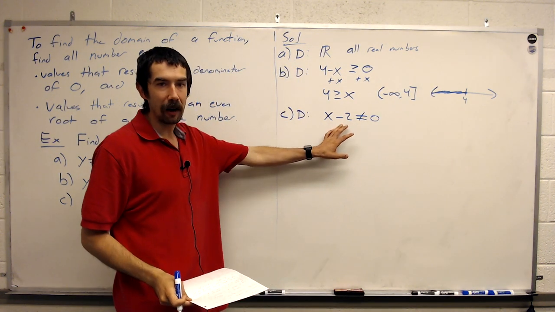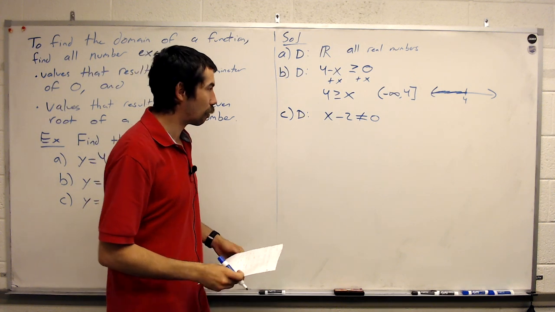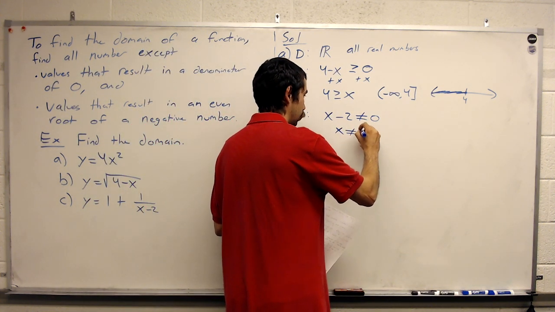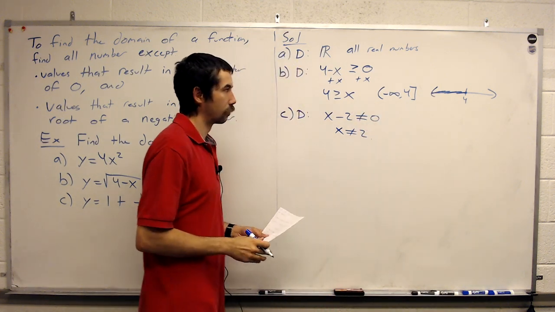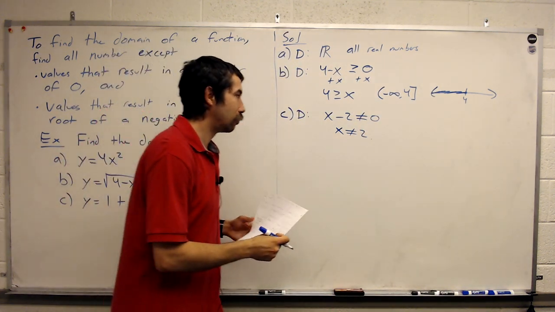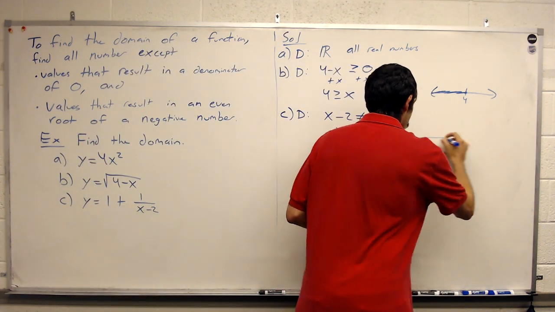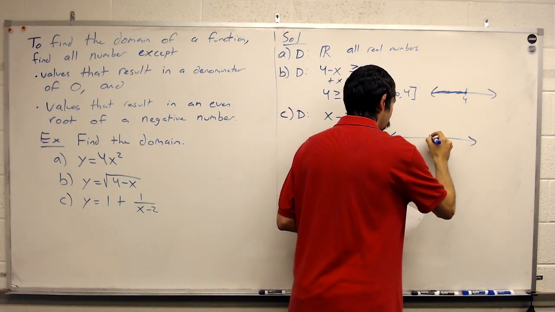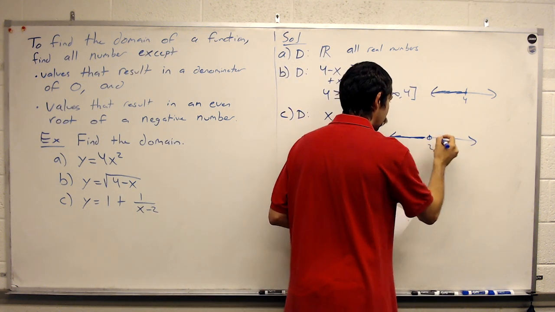All right, now we have to figure out which values of x satisfy this inequality. Well, adding 2 to both sides says x does not equal 2. Just for fun, what does this look like on the number line? Well, we would go to 2, we'd put an open circle, and we would shade everywhere else.